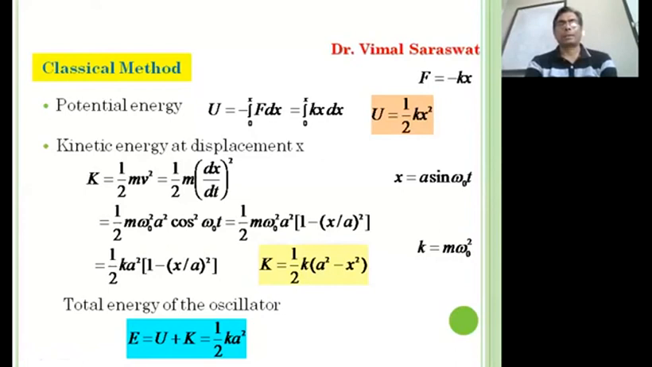Since small k is constant and half is always constant, so E is directly proportional to a square. It means the total energy of the oscillator will be always constant, and it will be proportional to the square of the amplitude of the particle.